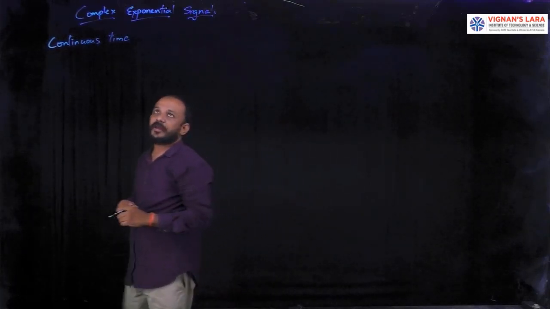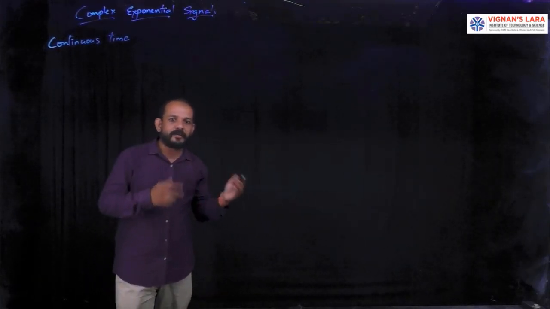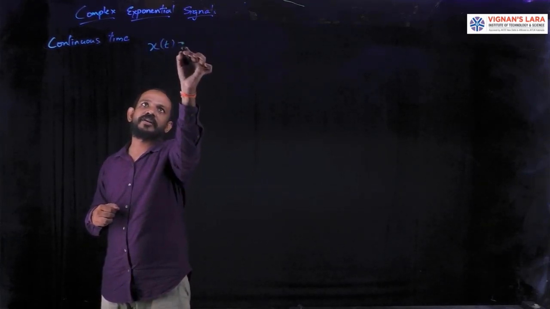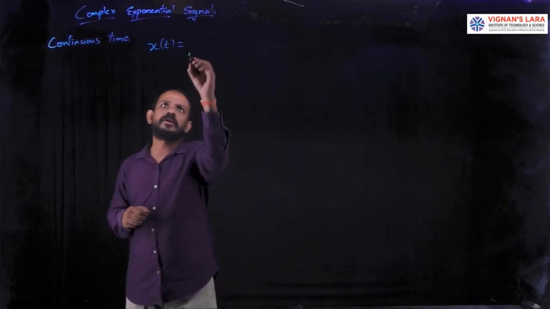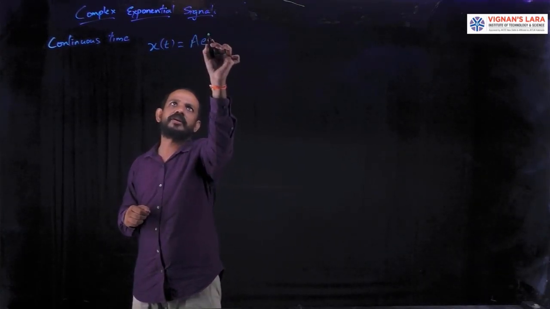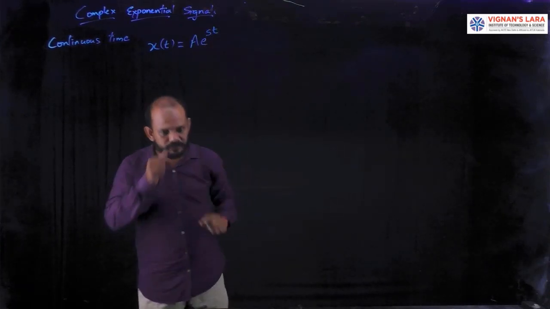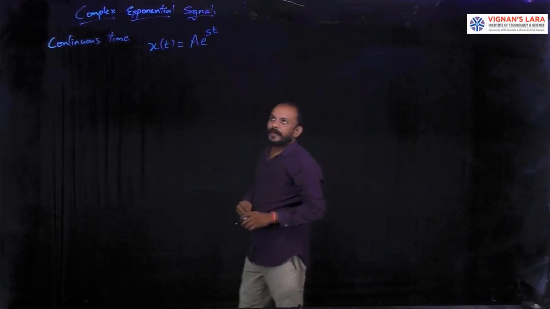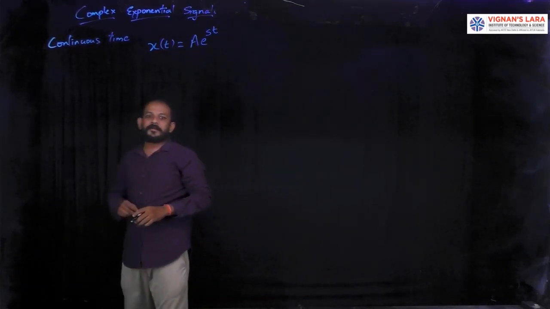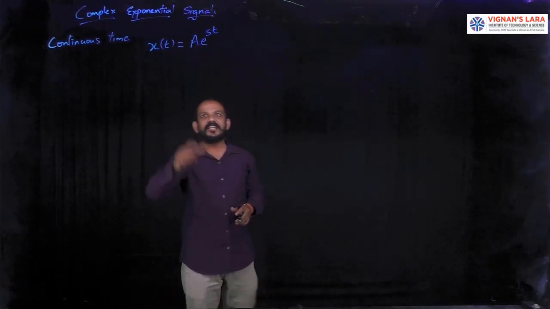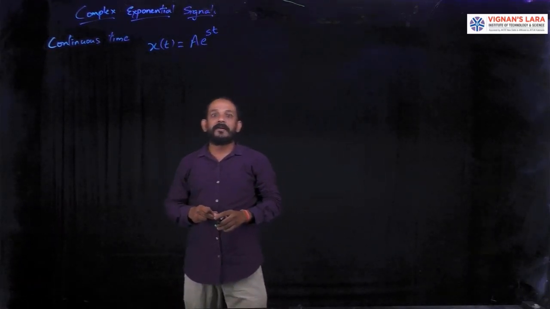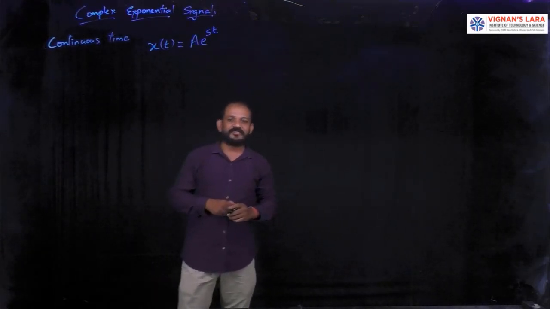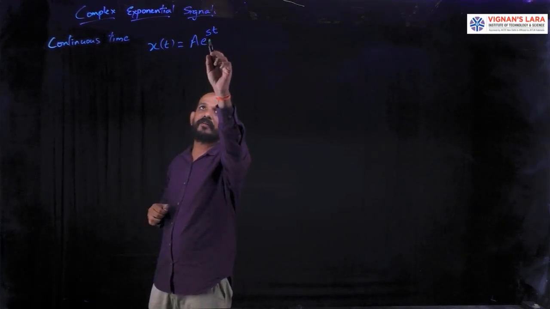A continuous time complex exponential signal can be represented by the equation x of t equal to capital A into e power s t. See, for the real exponential signal, x of t is represented as capital A into e power alpha t.